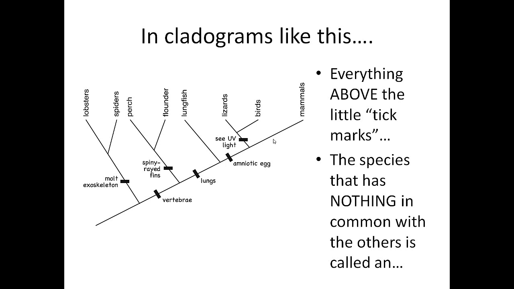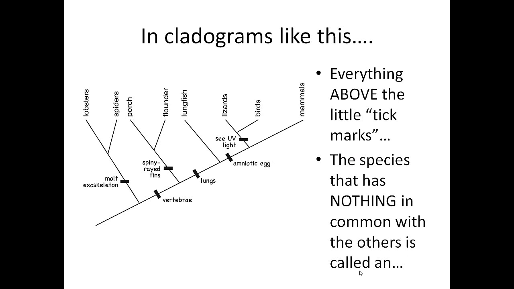For example, vertebrae having a spinal cord. All perch, flounders, lungfish, lizards, birds, and mammals have vertebrae. Amniotic eggs. Lizards, birds, and mammals have amniotic eggs, but lungfish, flounders, perch, spiders, lobsters do not. The species that has nothing in common with the others is called, make sure you write this down, an outgroup. O-U-T-G-R-O-U-P, just like it sounds. An outgroup has nothing in common and is just used to show relationships.